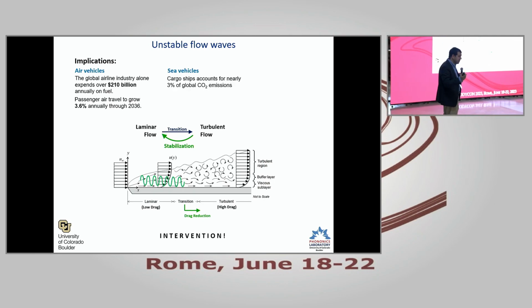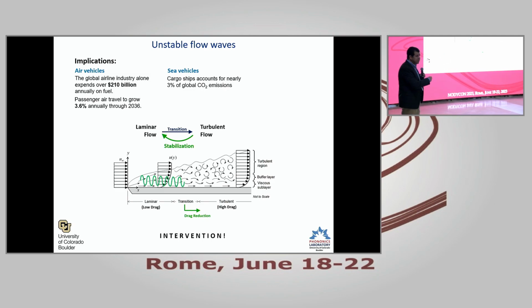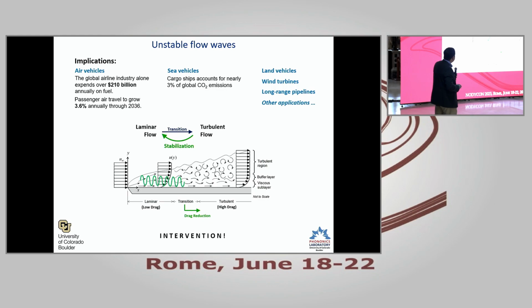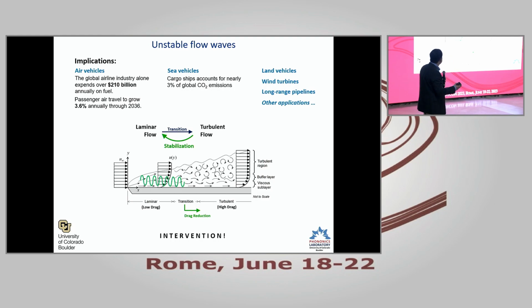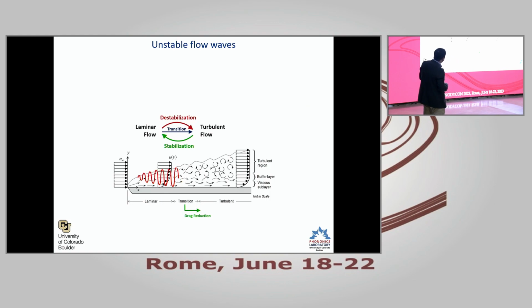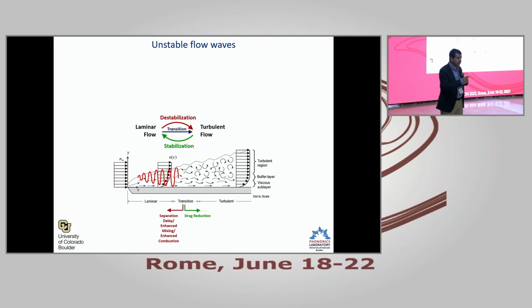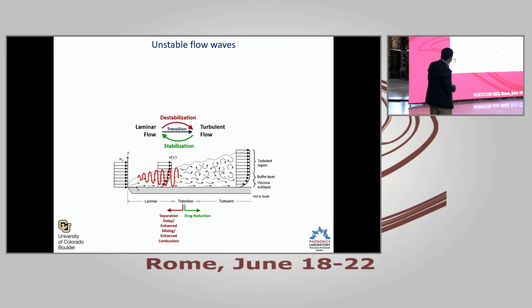If you look at sea vehicles, because this can also be applied to marine vehicles, you can see the statistic here on the climate side. And then there are other applications, very similar: land vehicles, wind turbines, long-range pipelines, and so on. Now, if we're able to intervene with this unstable wave to attenuate it, then in principle, we can also do the opposite, to let it grow at a faster rate. That would be a destabilization rather than stabilization. And that, in fact, has its own benefits as well, if you're interested in delaying separation, or in increasing fluid mixing, and so on.